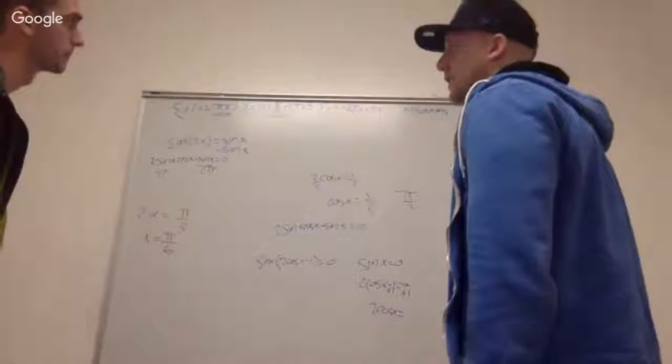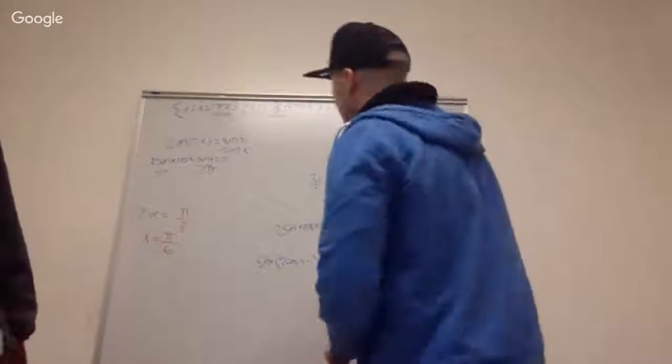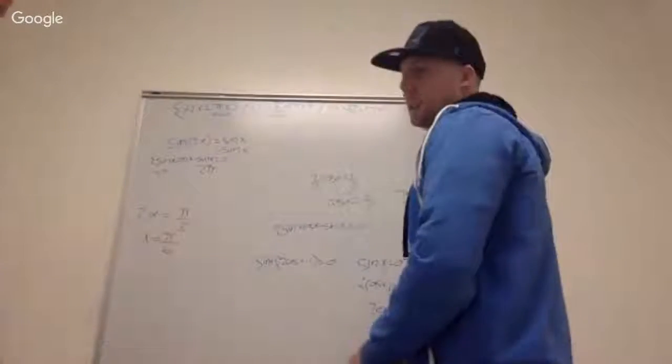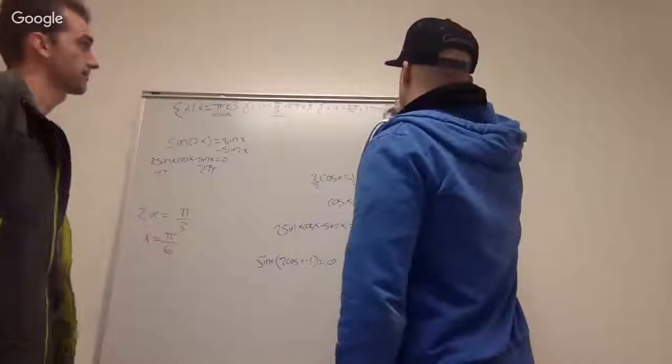Make sense? Okay, so we got this one, sine equals 0. And we don't put in sine equals 0 for 2 pi because it's not included.